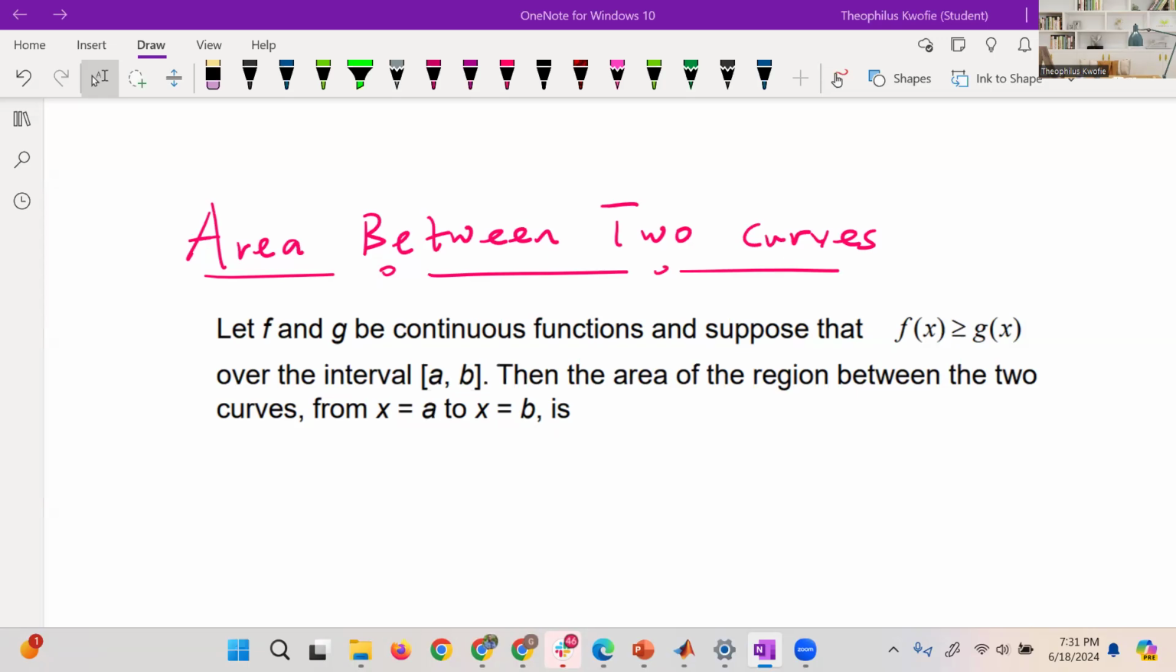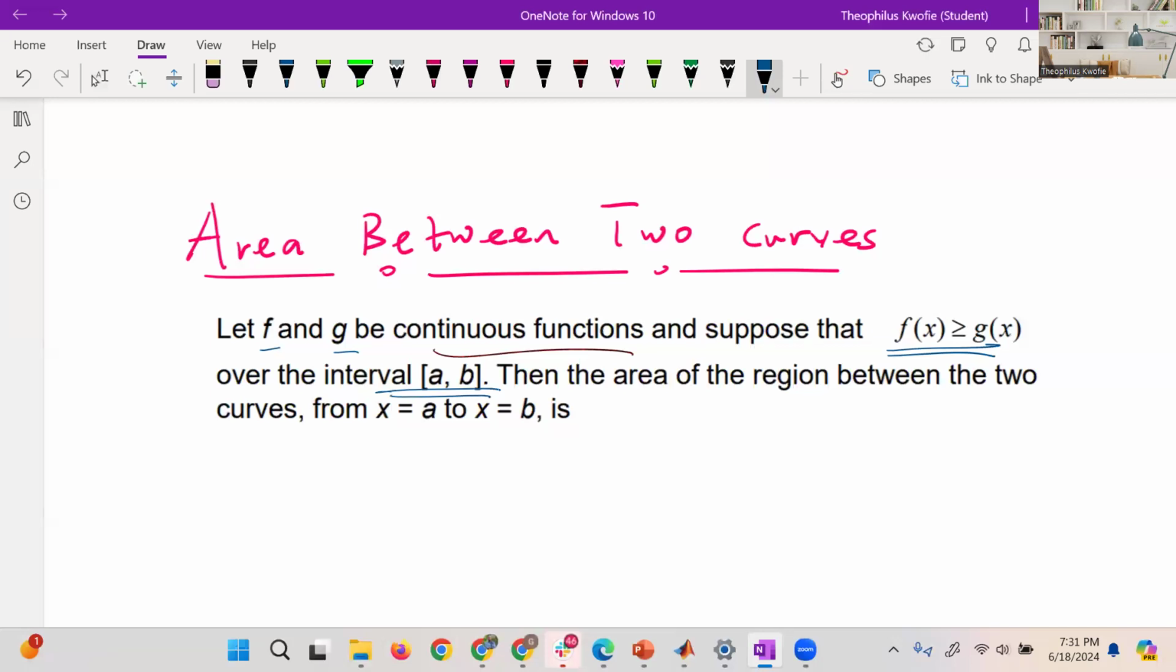All right. So we want to start. Suppose we have two functions, f and g, that are continuous functions. And suppose that f of x is greater than or equal to g of x. In other words, the graph of f of x lies on top of g of x over this particular closed interval.